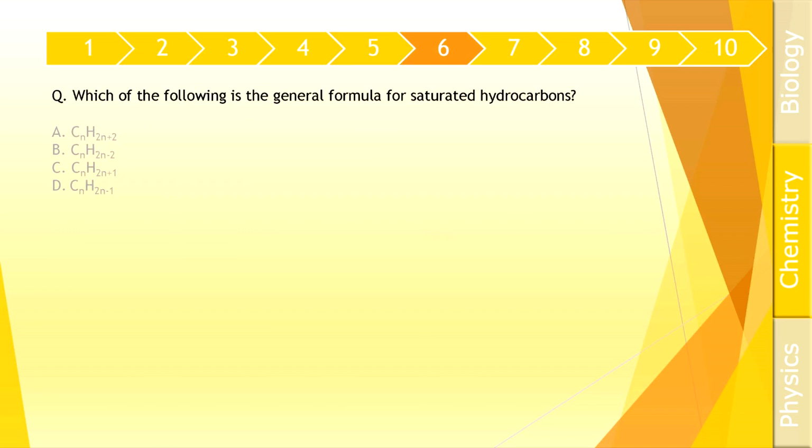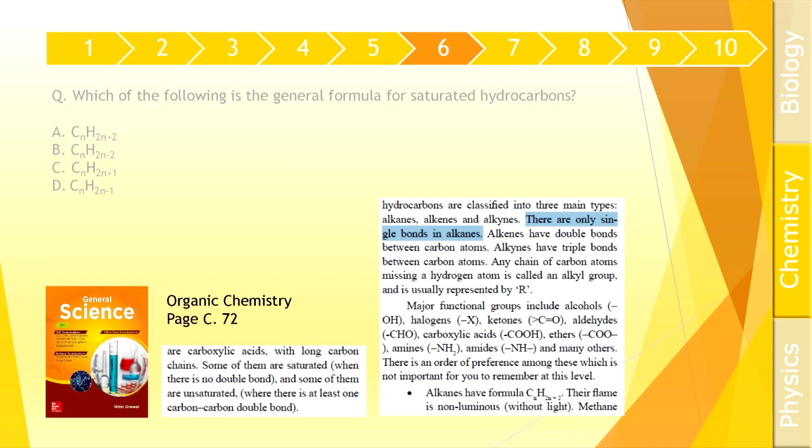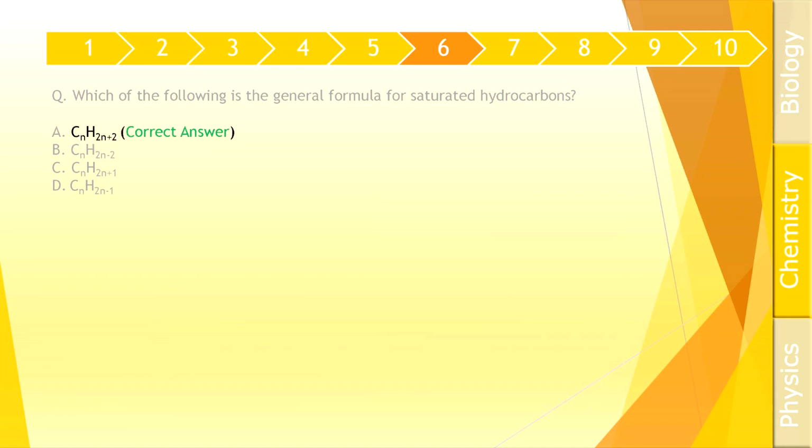Sixth question asks, what is the general formula for saturated hydrocarbons? In my book, I have explained that a saturated molecule is one which does not have a double or triple bond. Also, I have explained that there are only single bonds in alkanes, which signifies that alkanes are saturated molecules. Then we have general formula for alkanes given on page C72. So we can pinpoint our answer as option A. It was a pretty straightforward question.